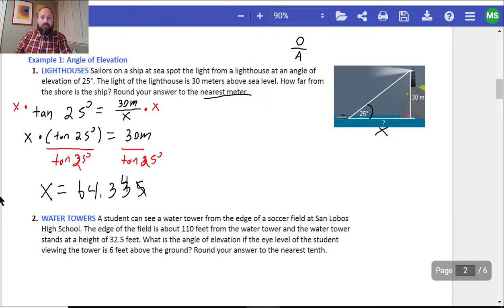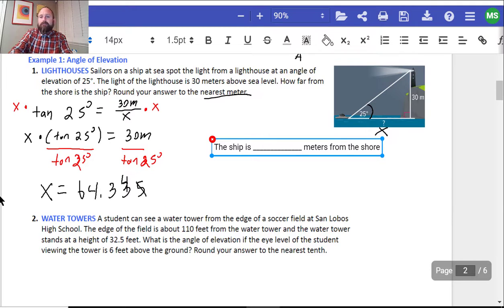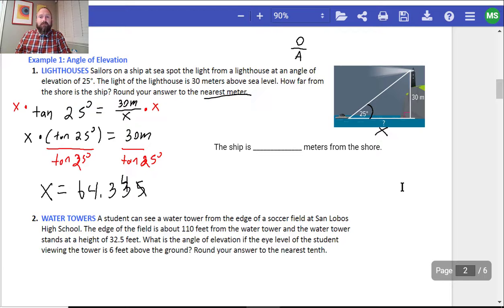So now, the ship is blank meters from the shore. I was about to say cliff. Well, we already got the answer. It's going to be 64 meters from the shore. All right, guys, let's do one more.